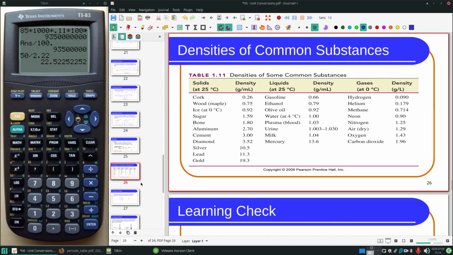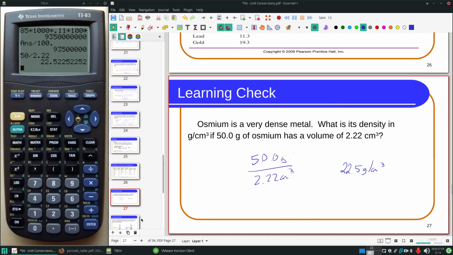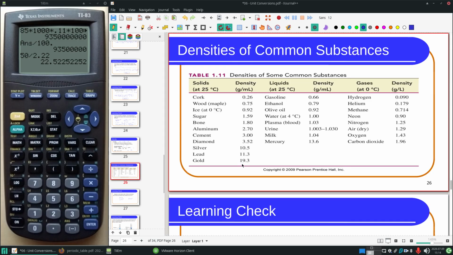I don't even think that was on my chart, was it? I have some of the metals, but I didn't have that one. Look how dense gold is. But some of those metals make sense. I mean, what's going to happen to a piece of gold if you put it in water? It's going to sink. Everything that's more than one is going to sink.